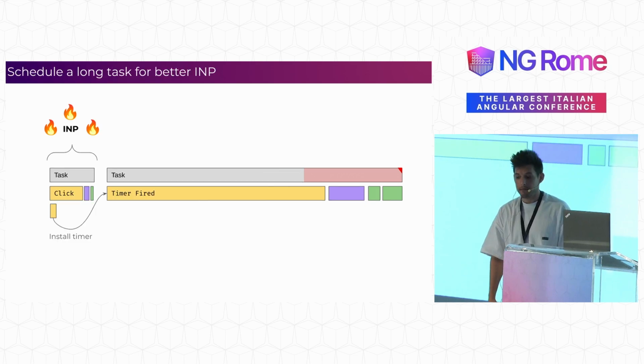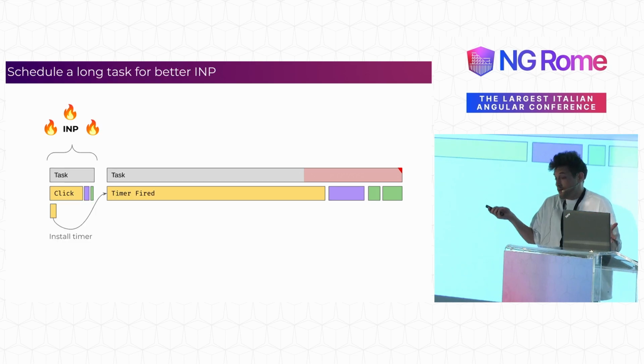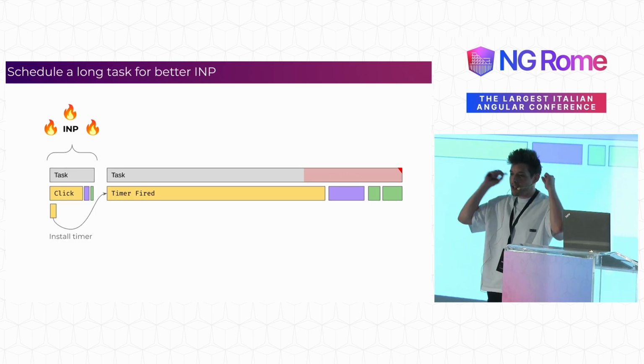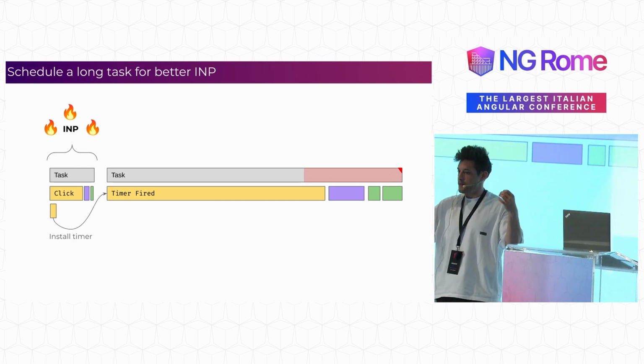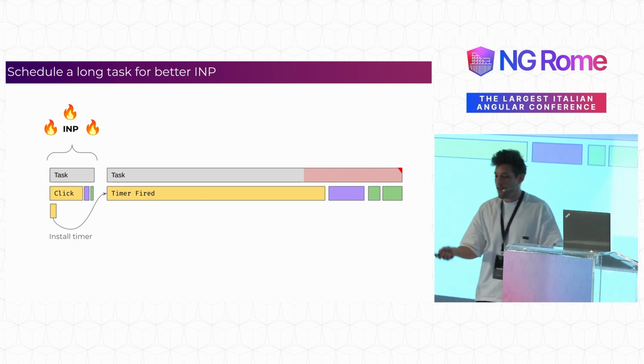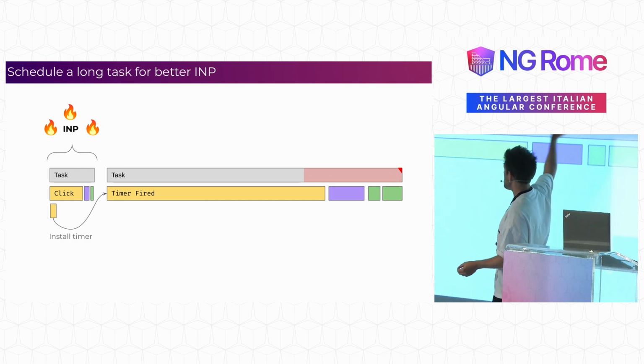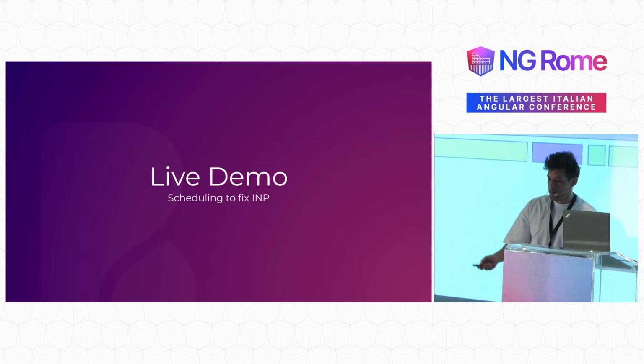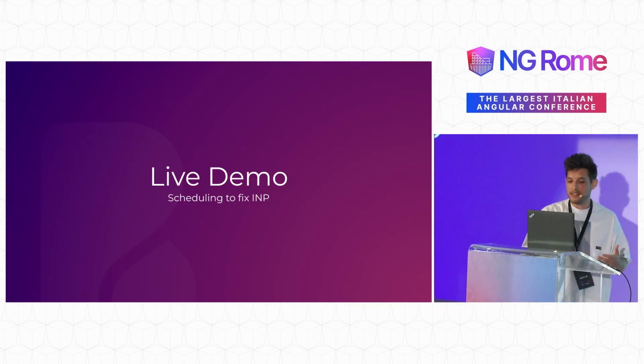So yeah, this is the initial state. We have very bad INP. With improving it by using a scheduling technique, we can just make our pipeline green, like our measurement is green, INP is good. And the whole work is just executed at a later point in time. But no problem. Let's take a look how this is working.